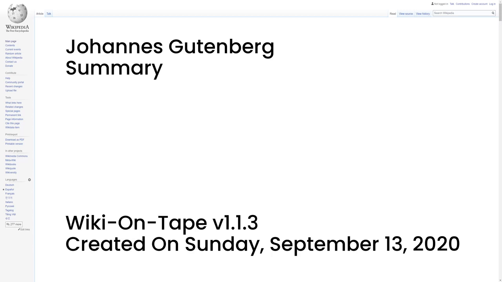Summary. Johannes Gensfleisch zur Laden zum Gutenberg, c. 1400 to February 3, 1468, was a German goldsmith, inventor, printer, and publisher who introduced printing to Europe with the printing press. His introduction of mechanical movable type printing to Europe started the printing revolution and is regarded as a milestone of the second millennium, ushering in the modern period of human history.